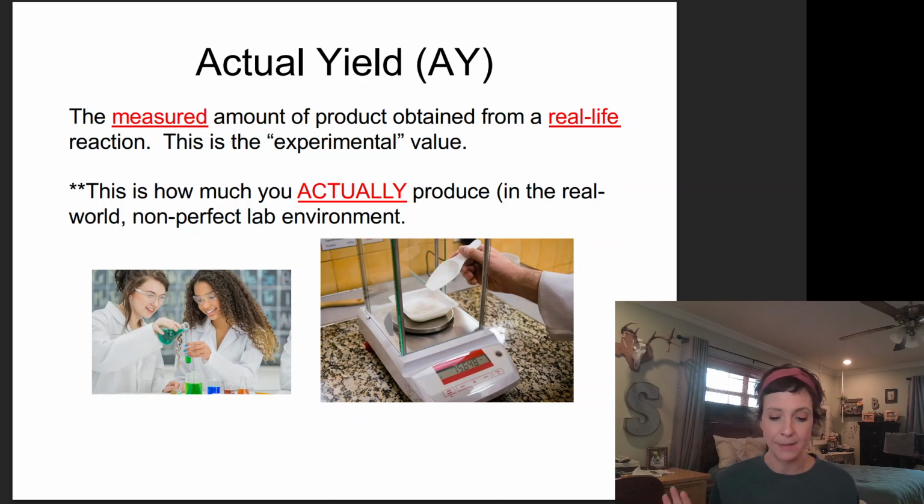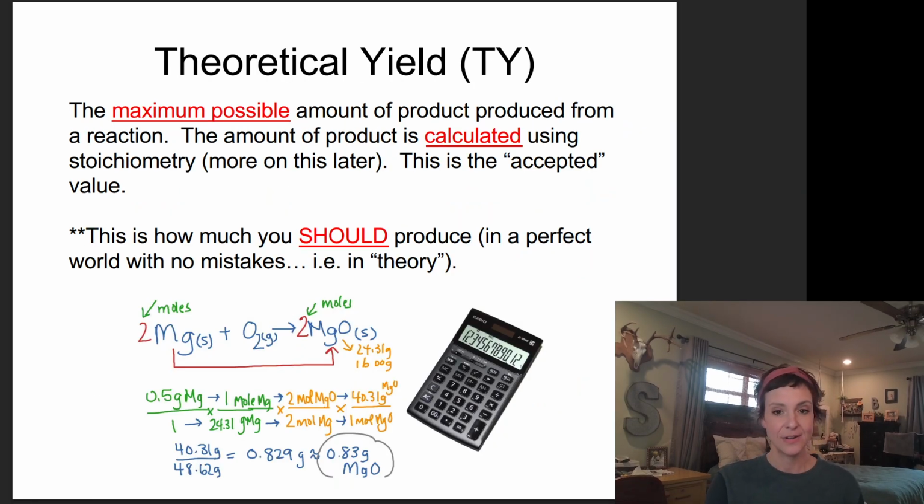So let's pretend I'm a scientist, I'm going into the lab, I'm going to do a reaction, and I measure my product at the end, like on the balance. I'm going to see what mass of product was produced. Well, that's an actual yield. It's how much you actually produce in the real world, non-perfect lab environment. Which brings us to the theoretical yield, or TY. So that's the maximum possible amount of product produced from a reaction, not what you actually produced.